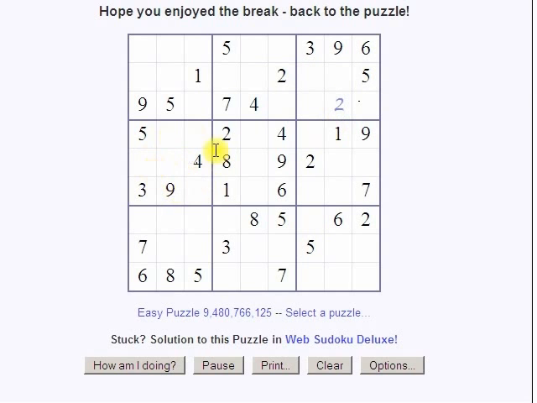Look at this block for 2. We have 2 in this row, we have 2 in this row, so 2 has to be here. Look at this block. 2 already in this column, 2 already in this row, so 2 has to be here.